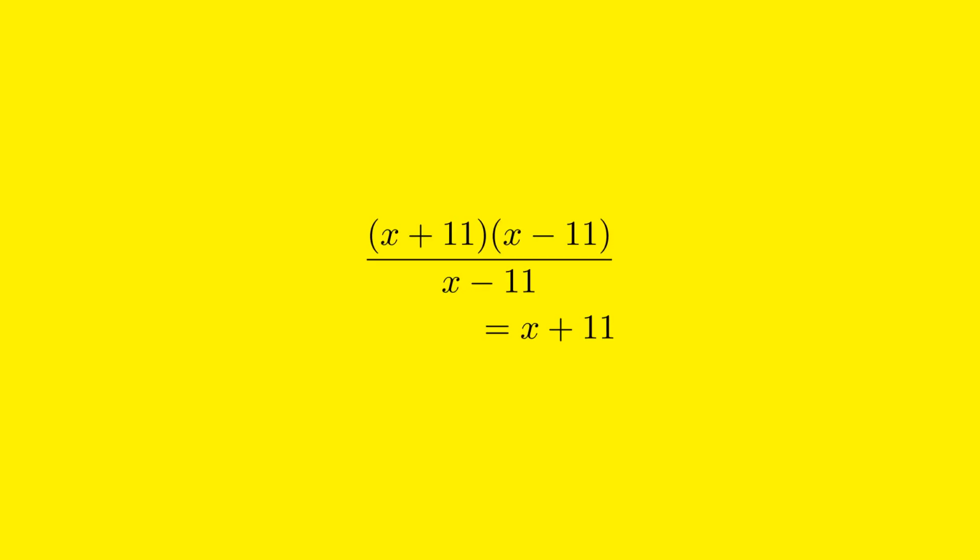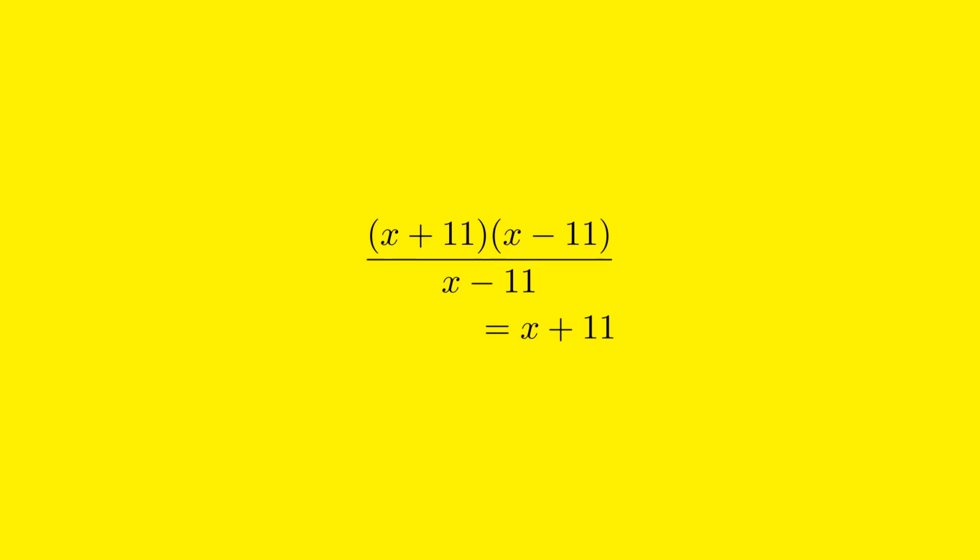At this point, we observe that the numerator is x plus 11 times x minus 11 and the denominator is x minus 11. We notice that x minus 11 appears both in the numerator and the denominator. Since any non-zero number divided by itself is 1, we can cancel out x minus 11 from both the numerator and denominator. This leaves us with x plus 11.